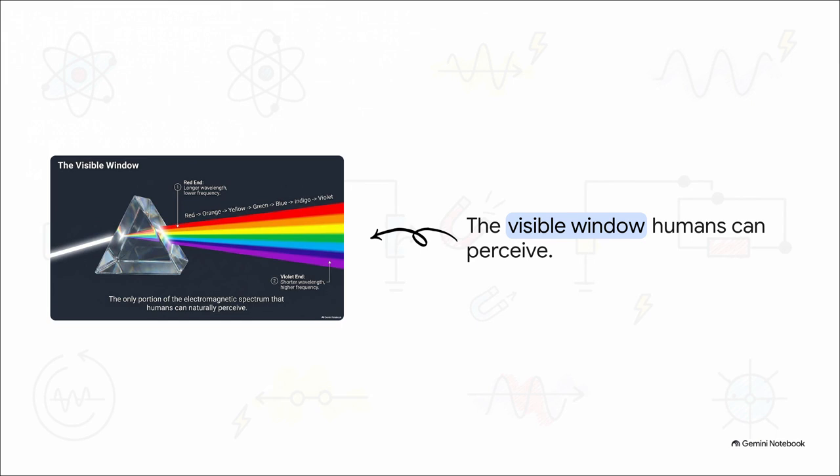This tiny, tiny sliver of the spectrum, spanning from the longer red wavelengths down to the shorter violet ones, is literally the only portion of the entire electromagnetic spectrum that human eyes have evolved to naturally perceive. Everything else is completely invisible to us.